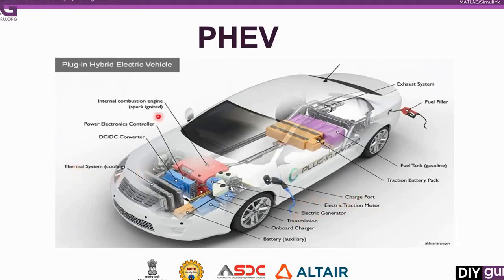And the rest of the things are almost the same. So a power electronic controller for the traction motor and generator. Then we have a thermal system for cooling. We have an auxiliary battery for accessories. Then an onboard charger, because you can plug in this type of vehicle to the grid and then charge the battery pack externally. Then you have the transmission. Then we have both the electric generator and electric traction motor pairing. Then we have the charging port. We have the traction battery.